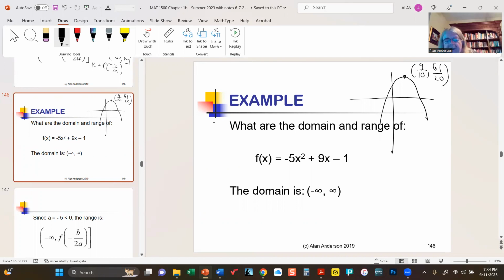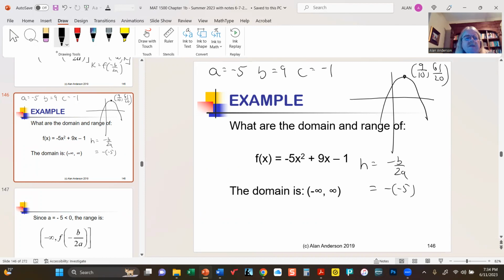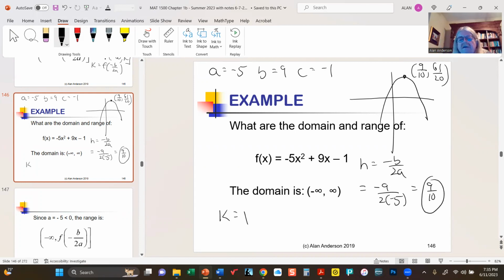So what that means then, now, by the way, where did that come from? Oh, sorry, that's not right. A is, let me write this down up here somewhere. A is minus 5. B is 9. C is negative 1. Therefore, H must be 2 times minus 5. All right, the negatives cancel out. We end up with 9/10. K is f of 9/10, which we'll do in the next slide.